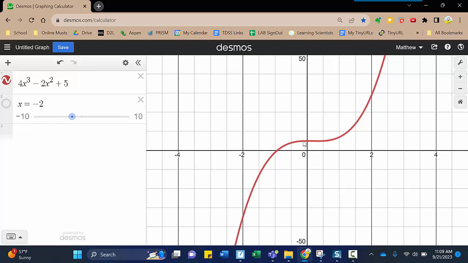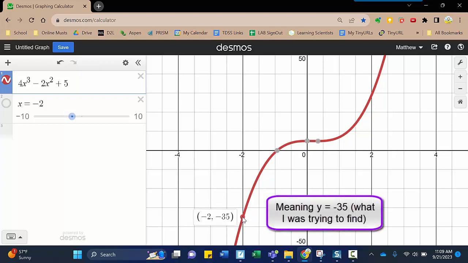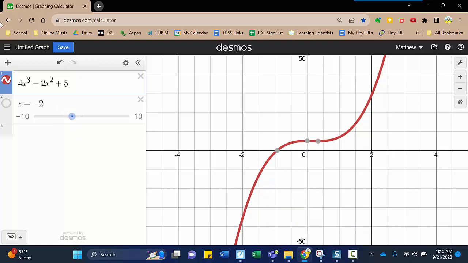The first option is I can click on my curve and kind of run my mouse until I get to the -2. And as long as my graph is nice and big like this one is, I can see pretty clearly -2, -35 is that point. As the graphs get more complicated, it's probably a lot easier to put in the function of the graph, then put in the value we're looking for, and find that point of intersection.